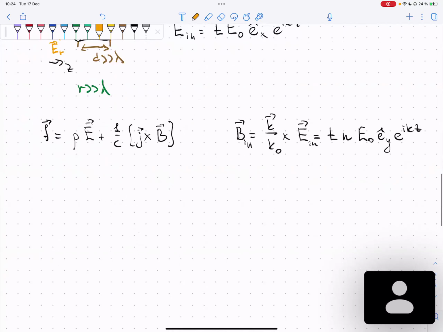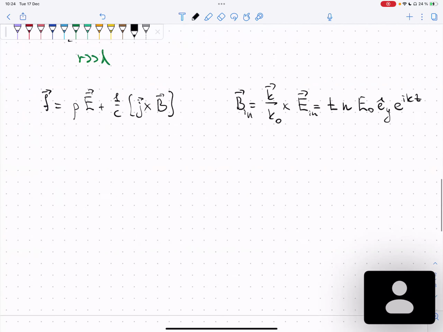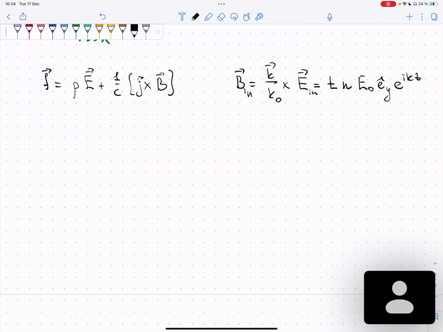Then we also need to somehow find N. What is N? N is the refractive index of the material of the disk. Then we also need to somehow find the density of charges and currents.